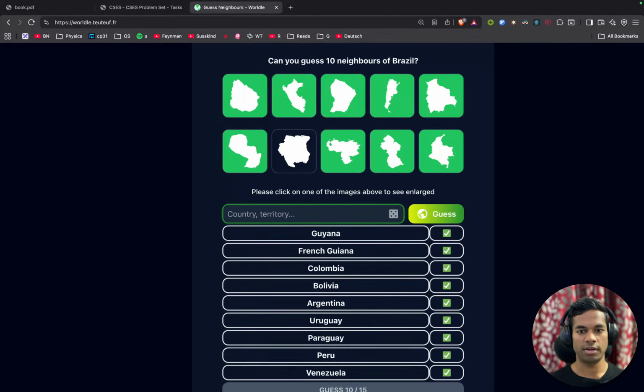Yep. Capital Brasilia. Where is Brasilia? Inside. Flag. This one is, I don't know. This one, Argentina, I think. Brazil is this. This is Colombia or Venezuela. Colombia, I think. Colombia, Bolivia, Argentina, Paraguay, Uruguay, Peru.